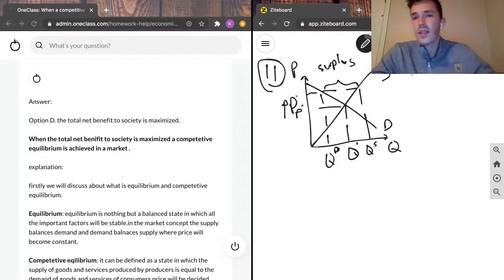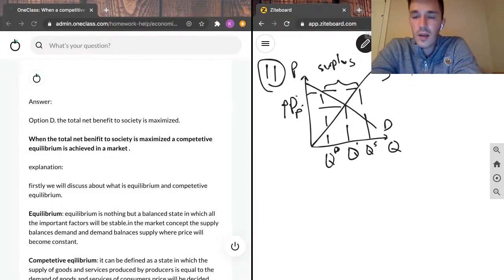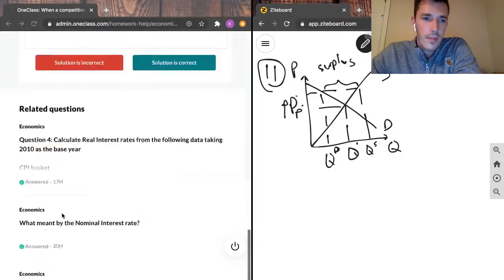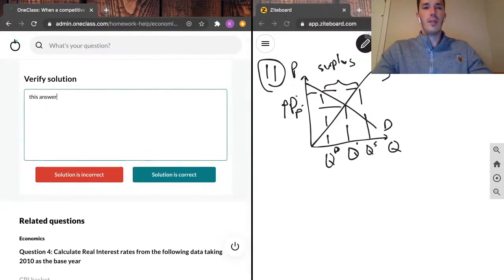And everyone is kind of worse off now, because if you're looking to buy this product, you're stuck with a higher price, and you're either not going to buy it because the price is too high, or pay more than you should for it. And suppliers are worse off as well, because they produce all this supply of the good, but they're not going to sell it all. And so with that, I will say this answer is correct. Well done.